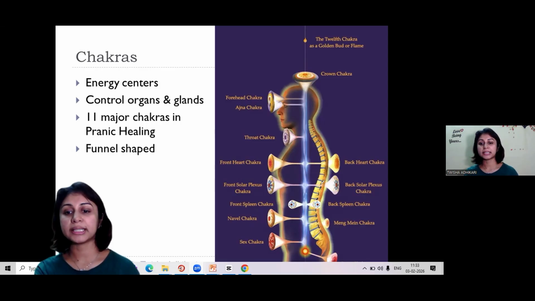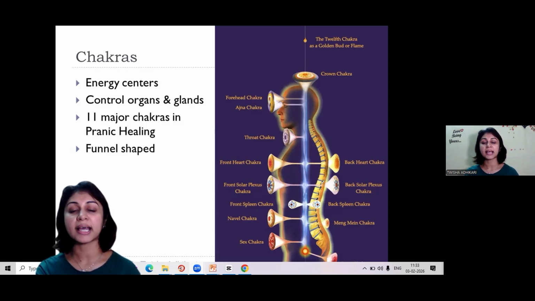So these are all the lower chakras, and next we are going to learn about the higher chakras, starting from the solar plexus chakra to the crown chakra.